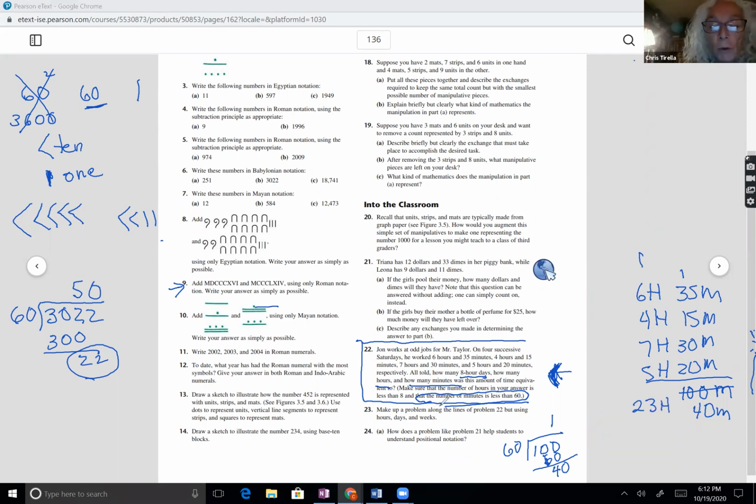But we're told that we're changing it into 8-hour days. And so it says to make sure the number of hours in our answer is less than 8. Well, if I take that 23 hours and divide it by 8-hour days, let's see, that'll go in there twice with a remainder of 7. So won't I break that down into 2 days, 7 hours, and 40 minutes? How's that look?